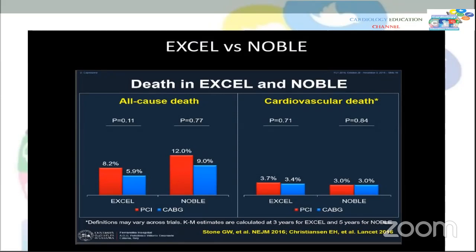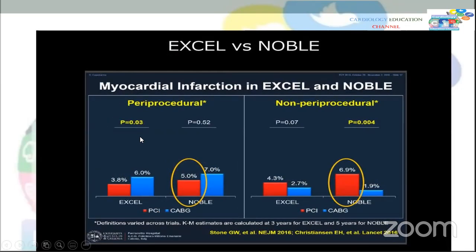Let us dig a little bit deeper to compare what happened here. The all-cause death was non-significant in both trials. It was 8 versus 6 in the Excel, 12 versus 9 in the Noble. The cardiovascular death was 3.7 versus 3.4 in the Excel, and 3% equal between both in the Noble. The myocardial infarction, and here we come to what we need Professor Karim to explain to us. The periprocedural myocardial infarction definition, because we have the 3rd universal definition and the 4th universal definition for periprocedural infarction with rise of cardiac enzymes in the CABG as well as in the PCI: 3x, 5x in the first definition, and then 5x, 10x in the second definition. In the Excel, 3.8 versus 6%, which was significant. In the Noble, 5 versus 7, which was not significant.